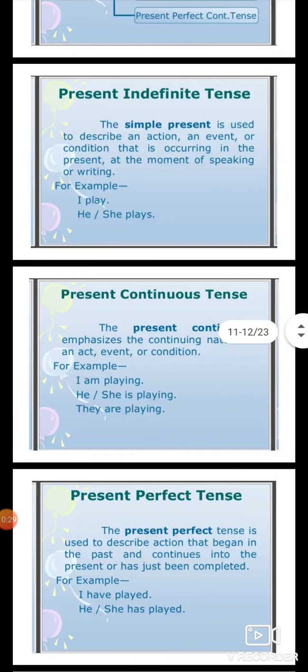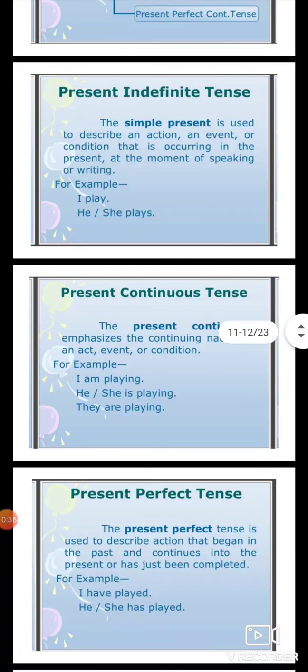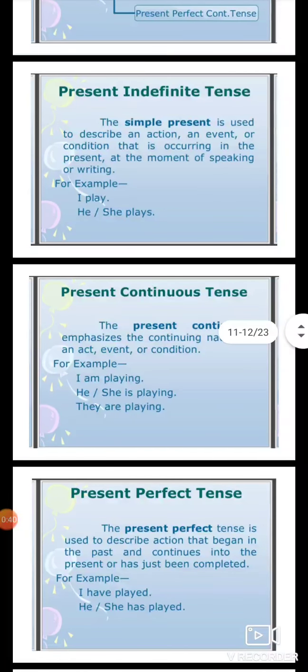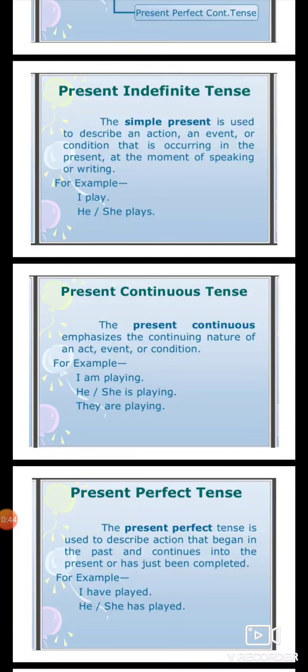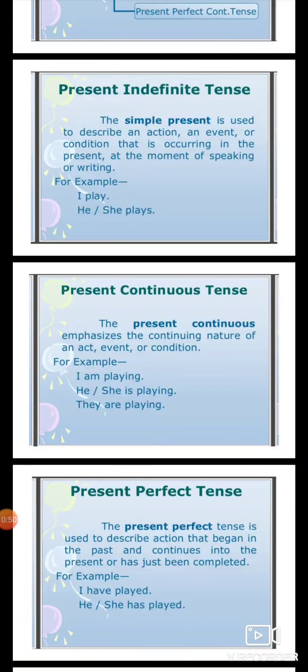But when you replace the I concept with the pronoun he or she, you again replace the verb with is. As I previously told you, the verb am is replaced with is. So then we write it as is. He or she is playing. Okay. So the verb play is again combined with ing to make it continuous.